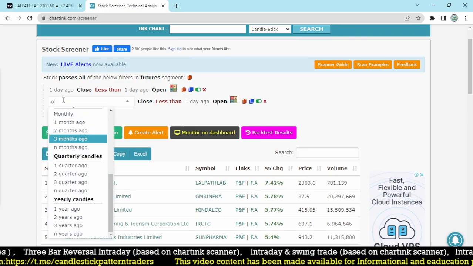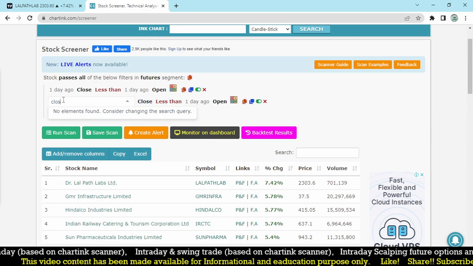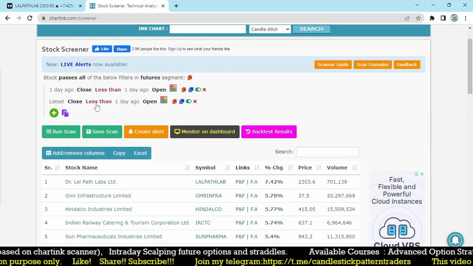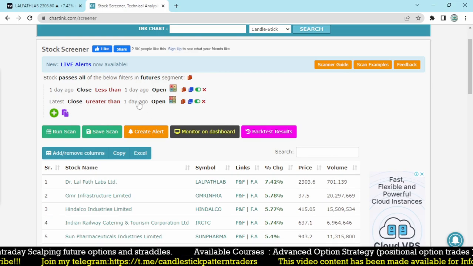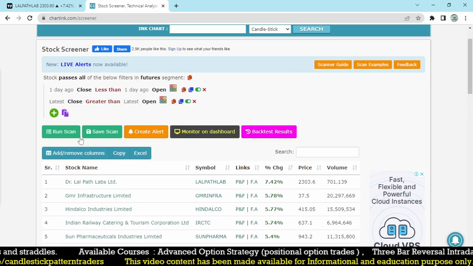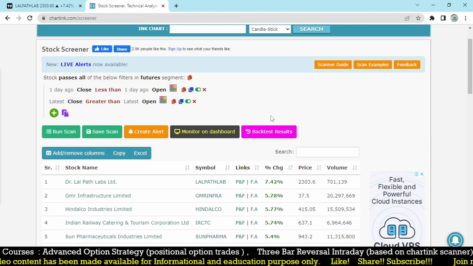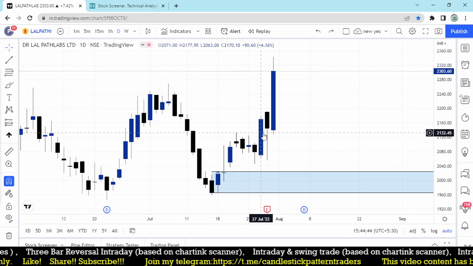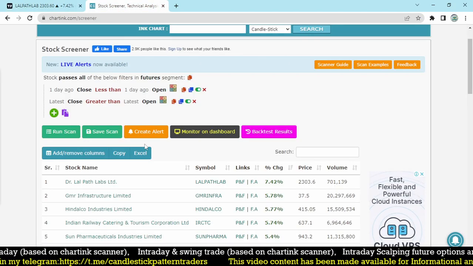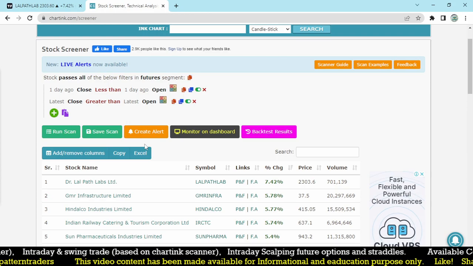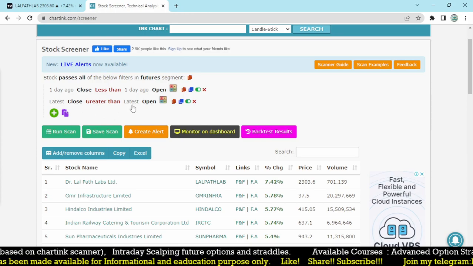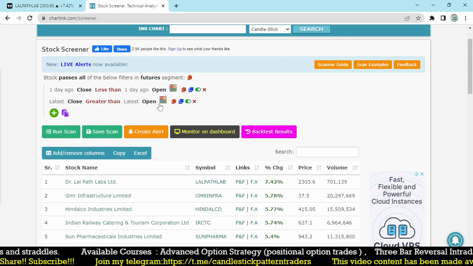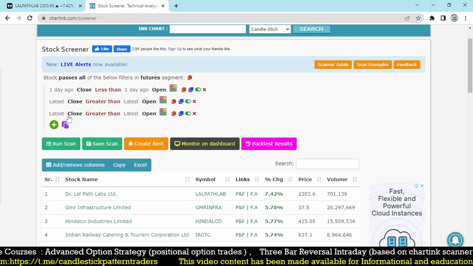If we use the latest close, this must be greater than the latest open. So the first day is a red candle and the second day is the green candle. We already saw Lal Path, but it is higher than the previous candle. An inside bar means it must be a green candle, but that candle should be within the previous day's candle. So let me create the conditions.